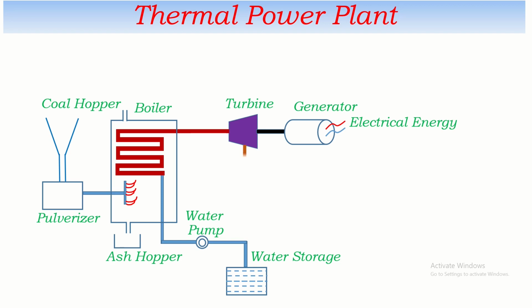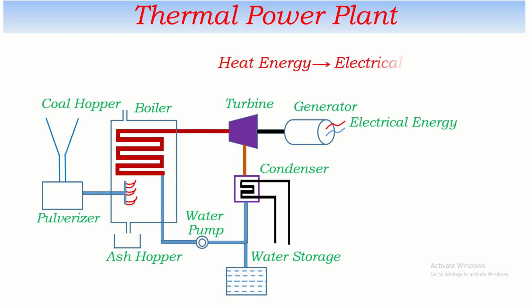Now the steam from the turbine is cooled down again, and it is taken to the water storage tank, and cooling is done by the condenser, and the cycle continues. This way thermal power plant works. And actually what is happening here, heat energy is converted to electrical energy. In nuclear power plant, nuclear energy converts to electrical energy. Here heat energy converts to electrical energy.